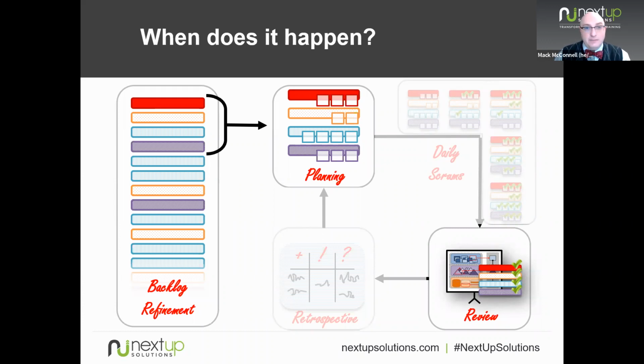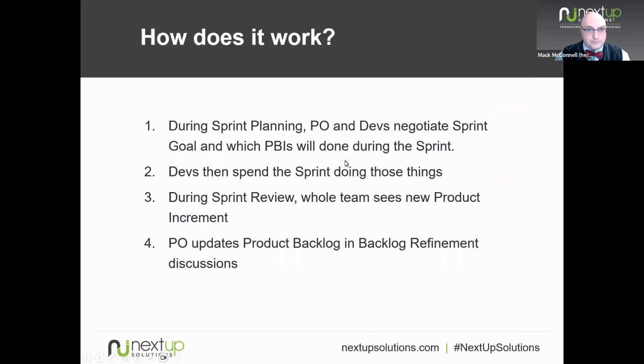So here really is how that process works. So during the sprint planning, the product owner and the developers negotiate the sprint goal, which PBIs will be done in the sprint. Then the devs spend the sprint doing those backlog items. Then during the sprint review, we take a look at the newest product increment. And the product increment is all of the newly delivered capabilities that were built during the sprint, plus everything that already existed before that. So the product increment just expands a little bit. Every sprint, we add more to it.